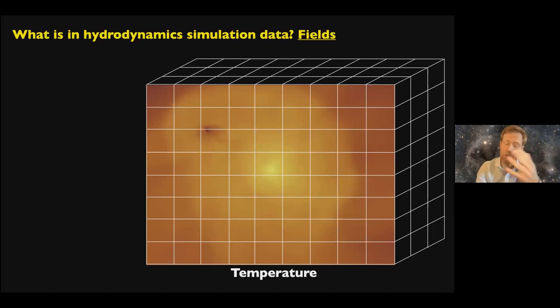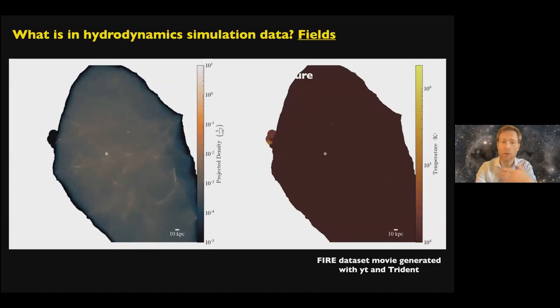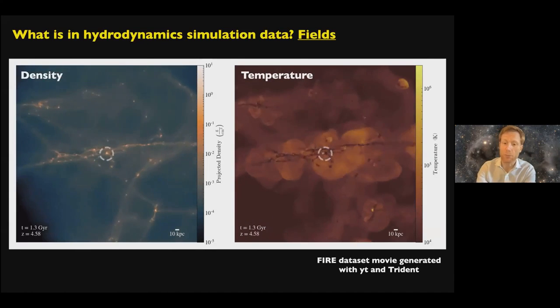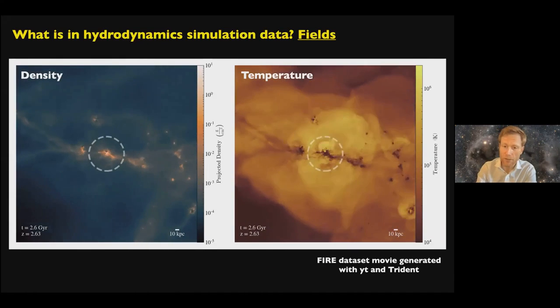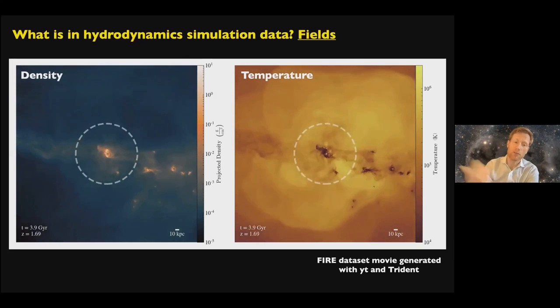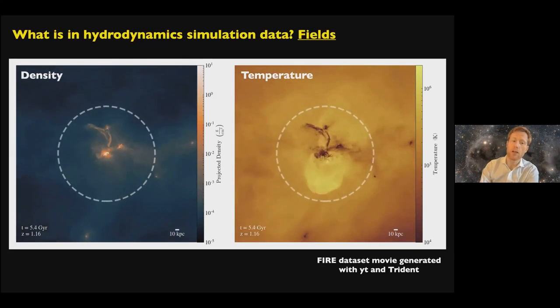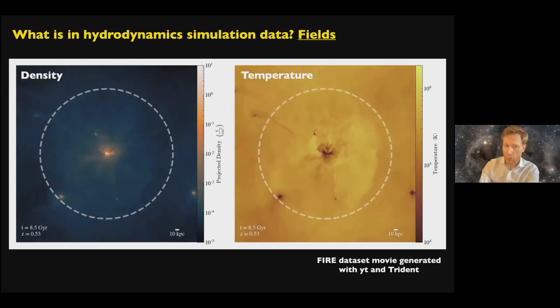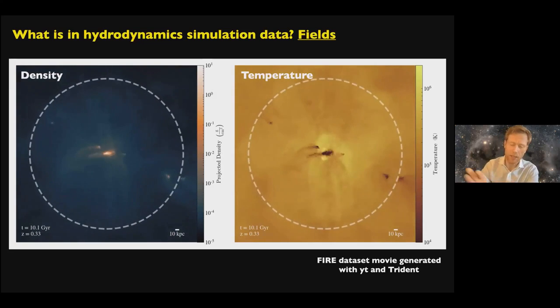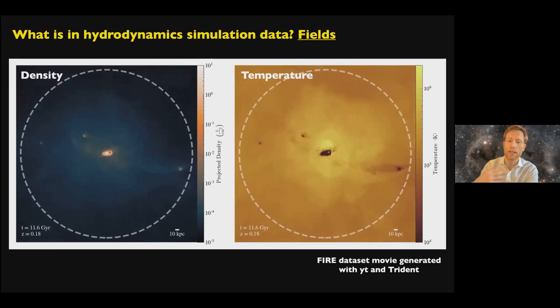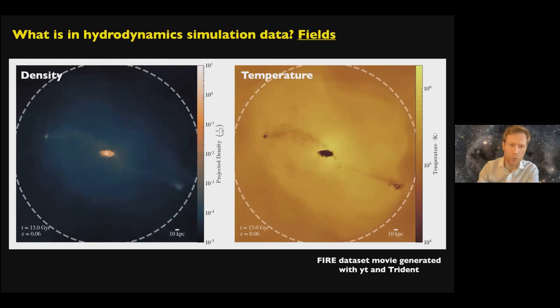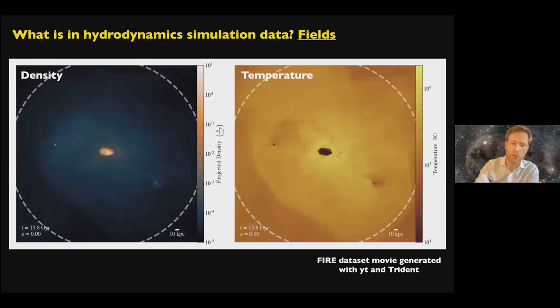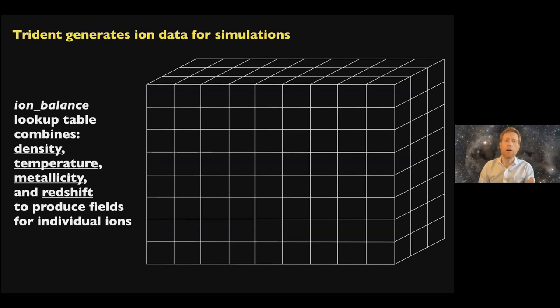But as I said, just from that, you can use YT and Trident to generate something like this. This is a movie from one of the FIRE data sets that I produced, and it's essentially just generating a single projection plot for each frame in a time series of outputs from the FIRE simulation. So you can use this for analysis, but I really like these to gain some sort of intuition about what's going on in the simulation itself. This is a Milky Way mass halo evolved from high redshift to low redshift, and you can see density and temperature over time. Okay, but what we'd like to do is look at the individual behavior of ions.